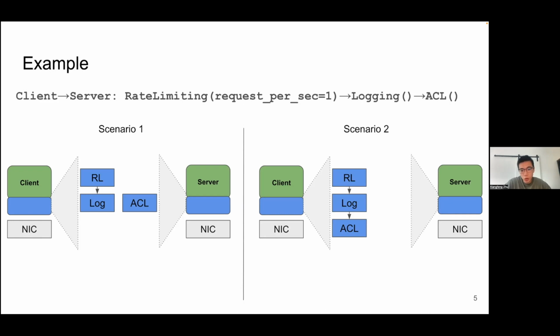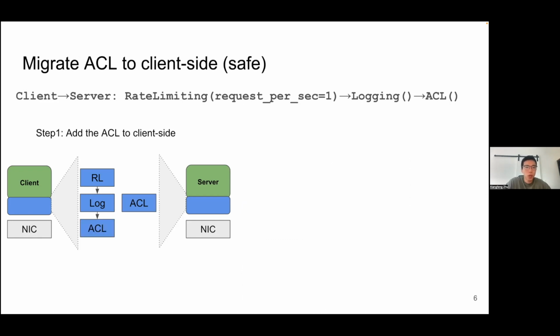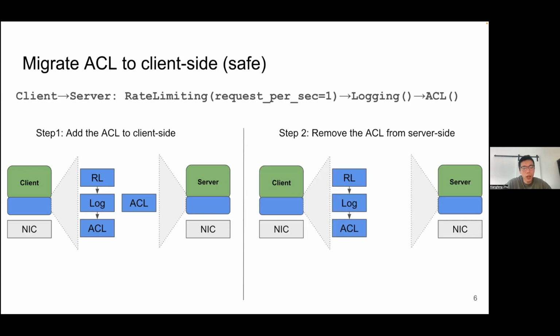Since you cannot atomically move the ACL, there are two potential approaches. In the first approach, which we term the safe version, you first add the ACL to the client side, and then remove the ACL from the server side. This is safe because there is no policy violation during this migration process.